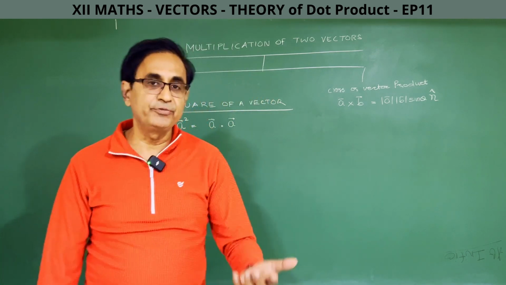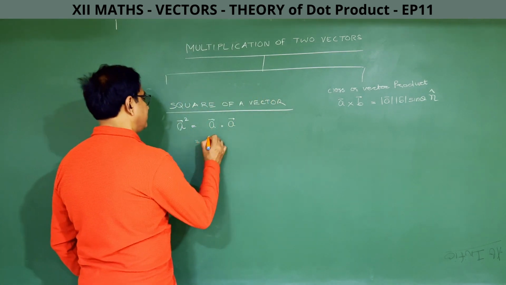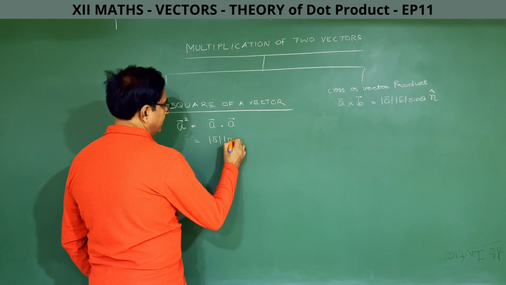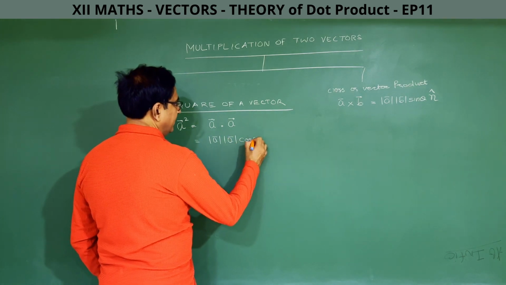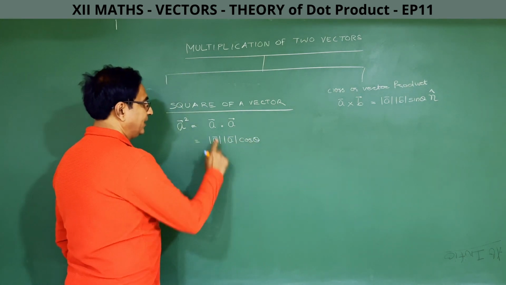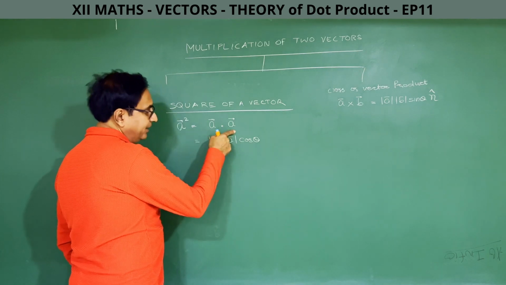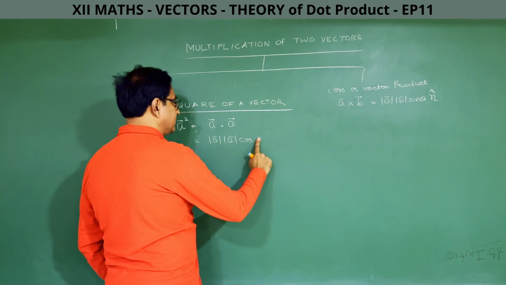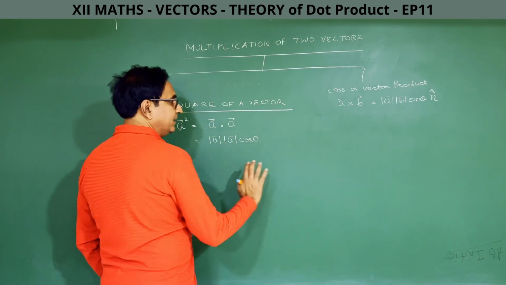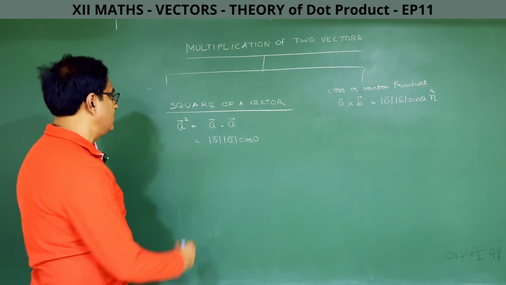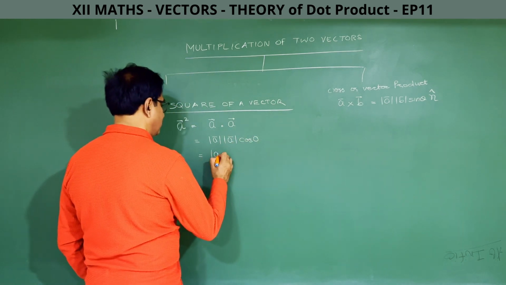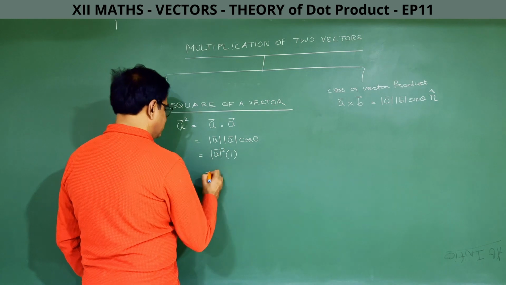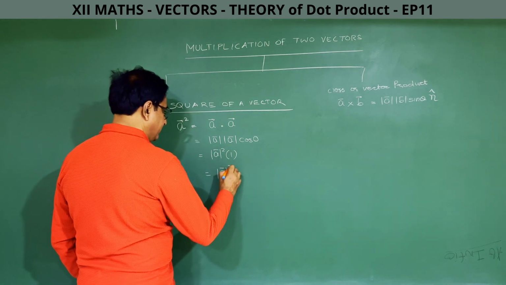And let us do it further. Now what is A dot A? Magnitude of A into cos of the angle between them. And what is the angle between two vectors? A and A is the same vector in the same direction. So what will be the angle between the vectors? It will be 0. Now what is cos 0? 1. So this will be this.